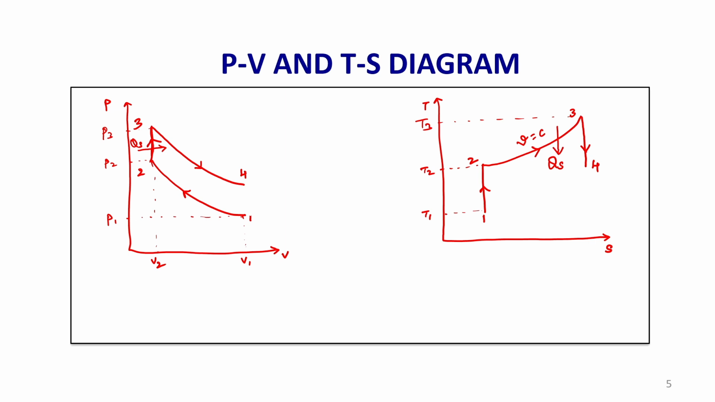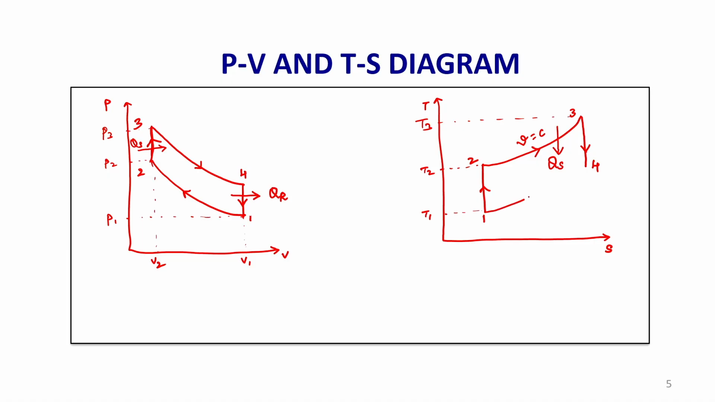And process 4 to 1 is constant volume heat rejection, QR. Process 4 to 1 will be similar to process 2 to 3, because 2 to 3 is constant volume heat addition and 4 to 1 is constant volume heat rejection. Only the direction of the arrow will differ, so I will draw it like this. During process 4 to 1, the heat is rejected. The amount of heat rejected I am denoting as QR, and the amount of heat supplied during heat addition is Qs.